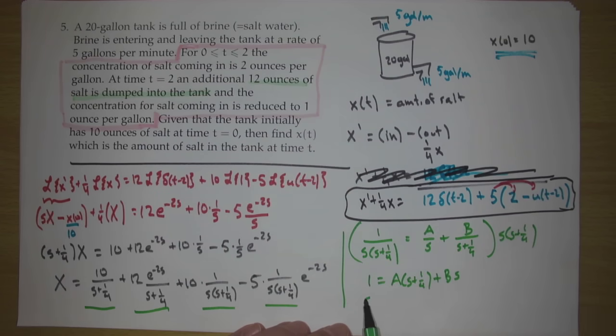Make ourselves some good choices. S equals 0 says that 1 equals a fourth times A, or A equals 4. S equals minus a fourth: 1 equals minus a fourth times B, or B equals negative 4.